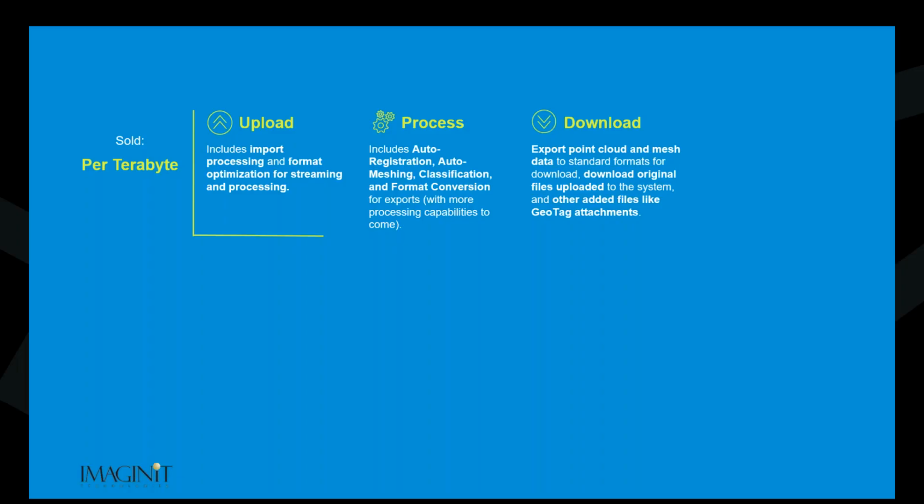The last one is downloading. Downloading original files uploaded to the system, and added files like geotags. Downloading point cloud data, downloading mesh data, those will also chip into that original allocation. You'll notice that streaming is not up there. We aren't being charged to stream data to CloudWorks. It's only uploading, processing, and downloading.